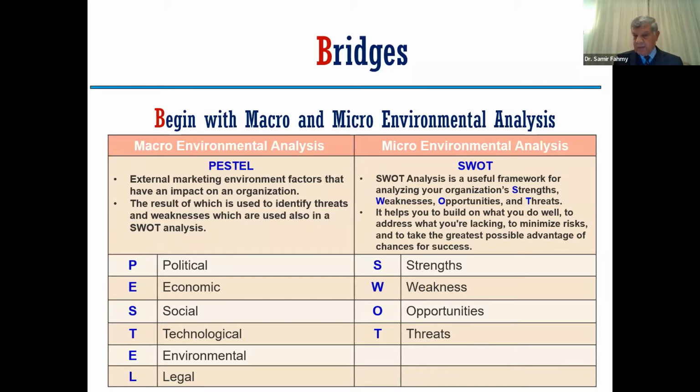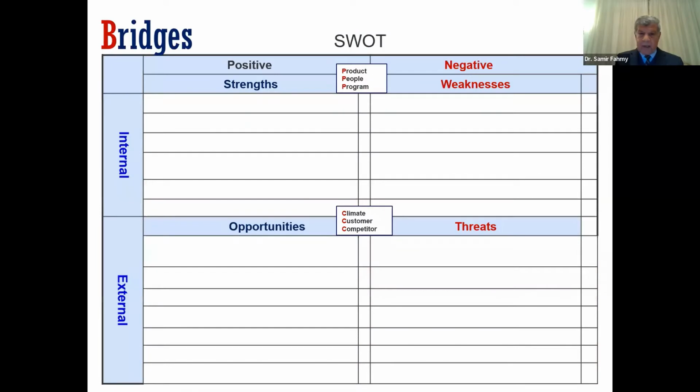If we move from macro to micro environmental, which is SWOT. SWOT is S for strengths, W for weaknesses, O for opportunities, and T for threats. This is the chart that we can use and apply, which has the four quadrants.